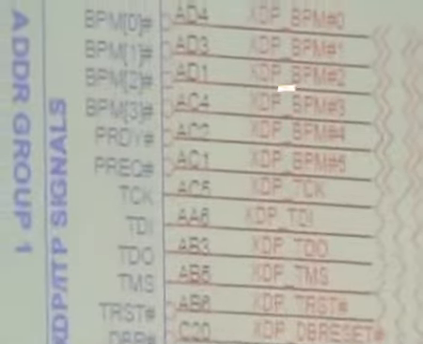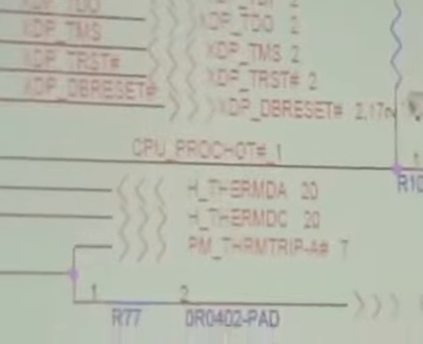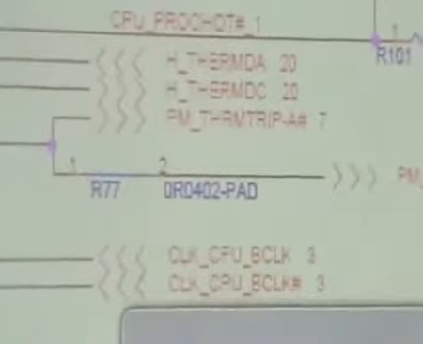Let's go back to page number 4. So we have discussed this part. Now there is CLK underscore CPU BCLK. This signal is coming from the clock generator, page number 3.